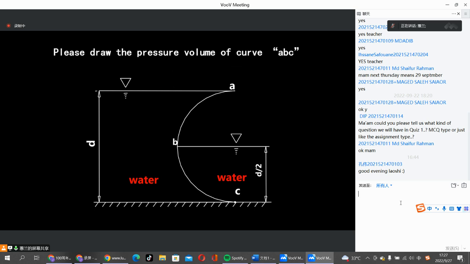So now it's your turn. Please draw the pressure volume of curve ABC. Be careful, you have water on both sides. On the left side, you have water and its depth is D, and on the right side, you also have water and the depth is half D. Please do it by yourself, and then we will figure it out together after a 10 minute break. So, 10 minutes break. You need to figure it out, and then I will ask somebody to help me do this.